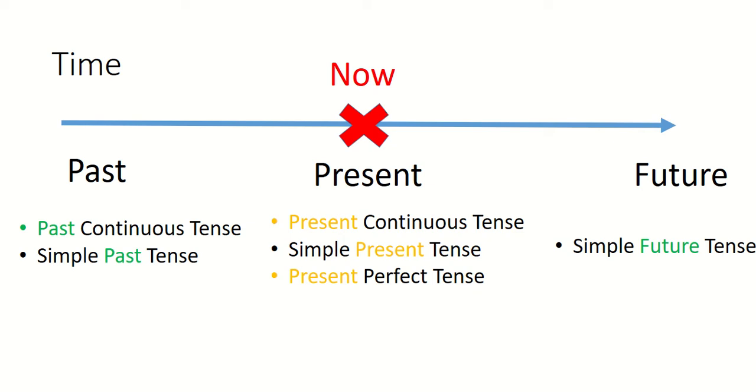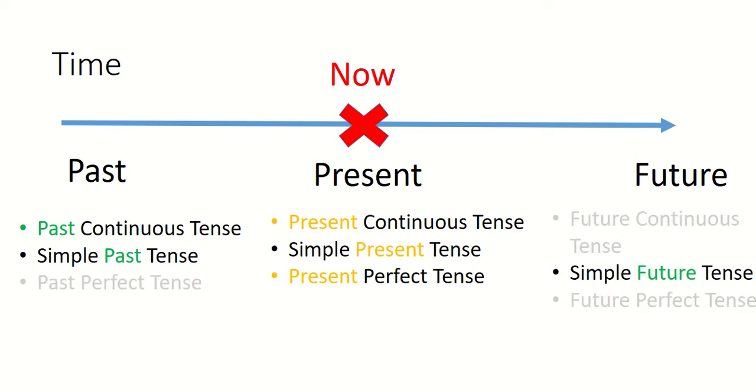If you are smart enough, you would see there are some missing types of tenses. For example, for past tense, there is also past perfect. And for future tense, we have future continuous and future perfect, which you will learn in secondary school. You may come across some of them when you read English books. But right now, in primary school, we will not focus on the grey ones. We just focus on the orange and the green ones.